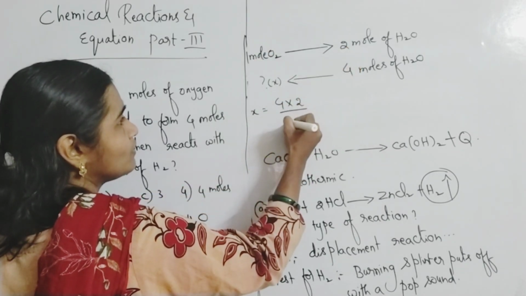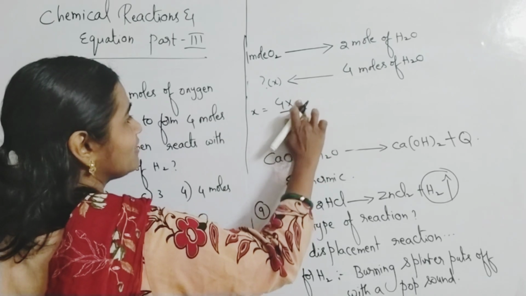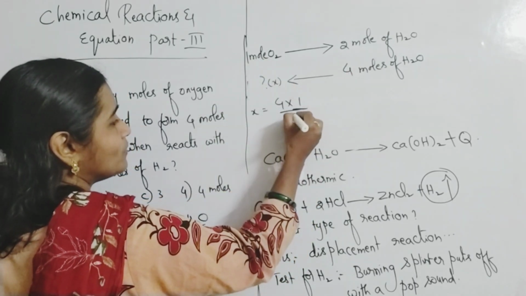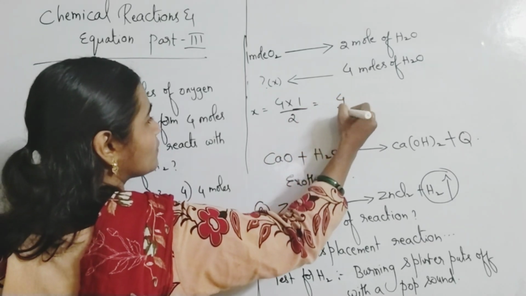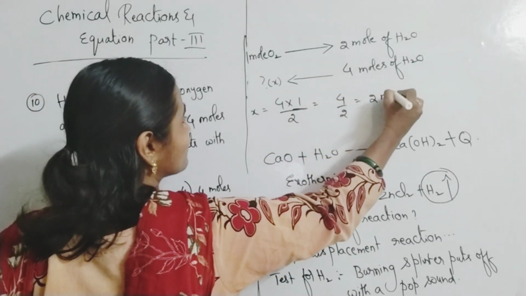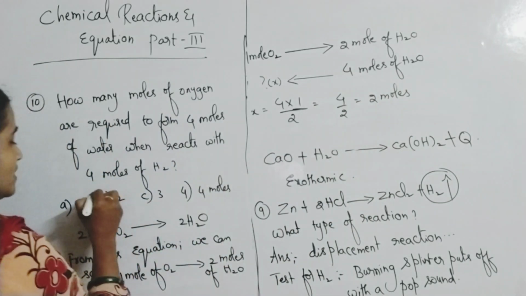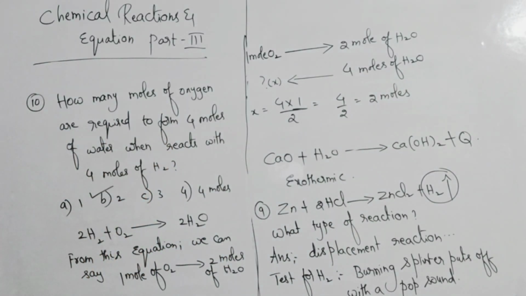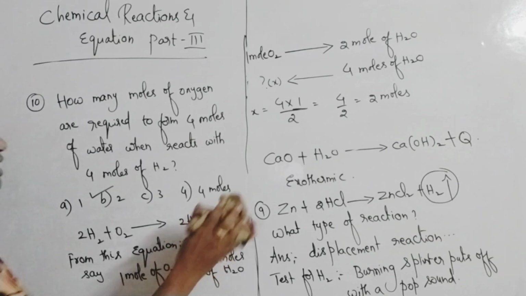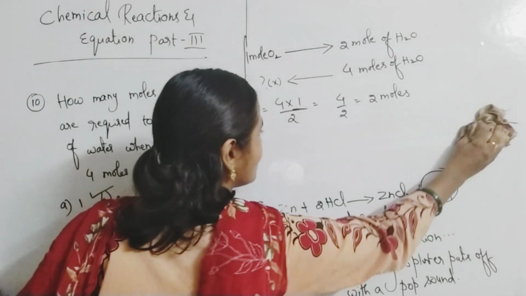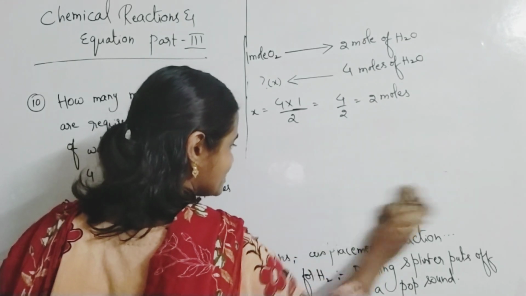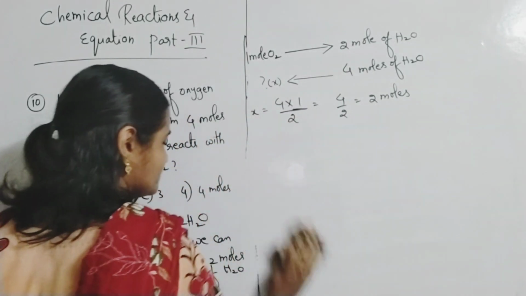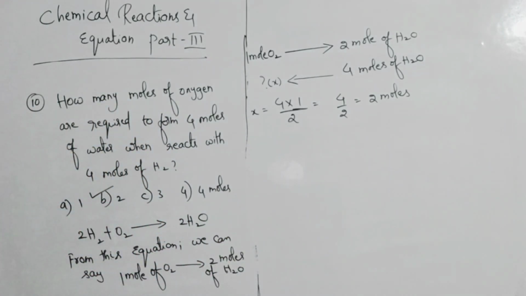4 into 1 by 2. Cross numbers you have to multiply. So 4 by 2 means 2 moles you require. So the answer is: 2 moles of oxygen you require to get 4 moles of water. Such questions come from the mole concept. These are mole comparison questions, so you have to be very careful with them.